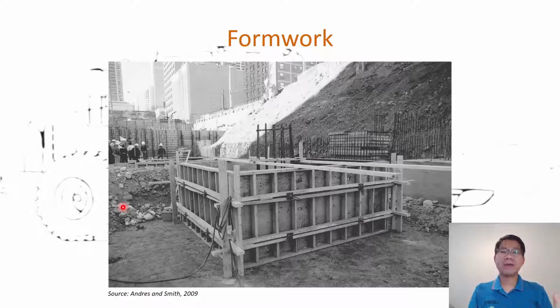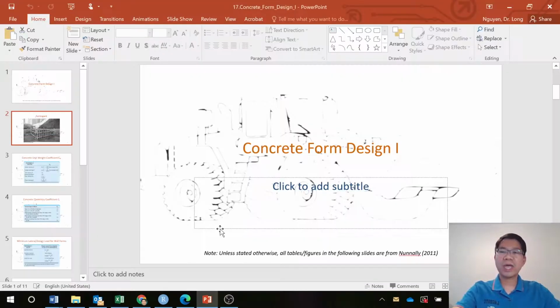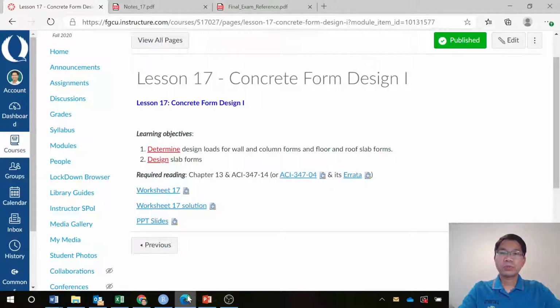The same concept applies if we set up for the wall or for the column. So the equation that I'm going to present in this lesson video applies for the vertical formwork, as you can see here, the vertical formwork for the wall and for the columns. So how can we determine the load of the formwork on these vertical forms? Let's go to the notes that we have in today's lesson.